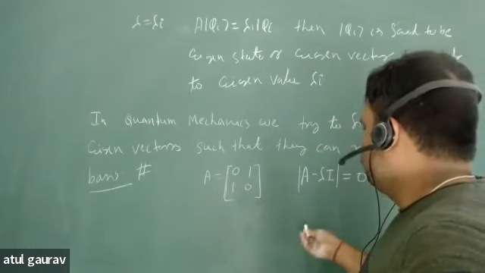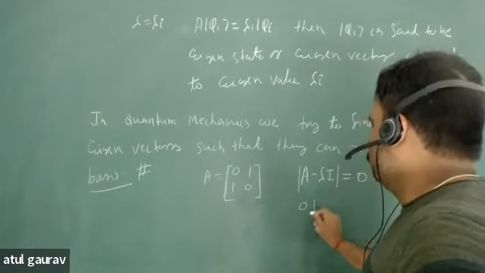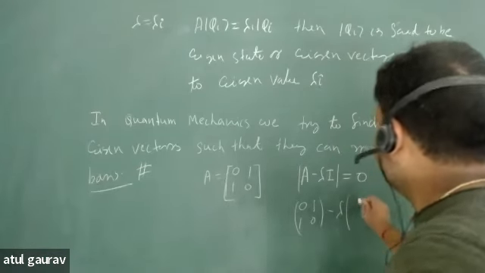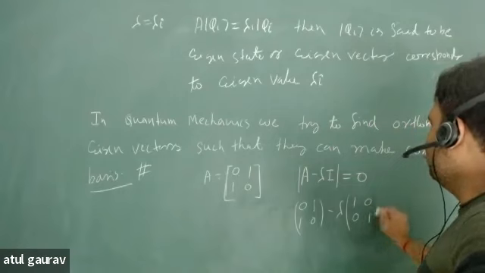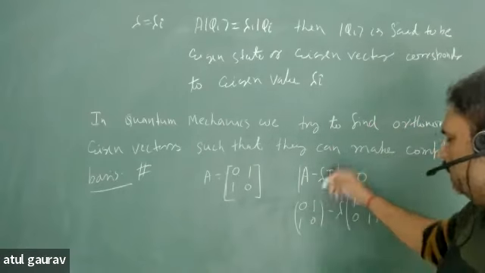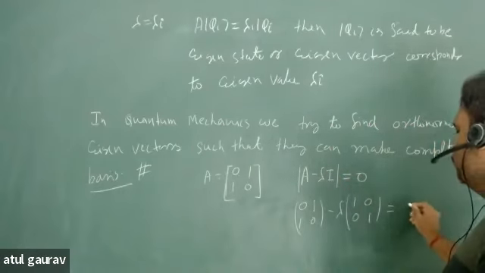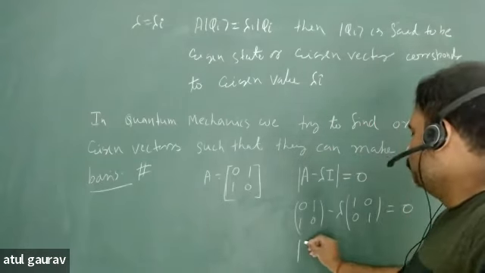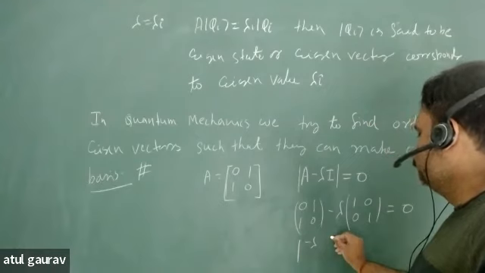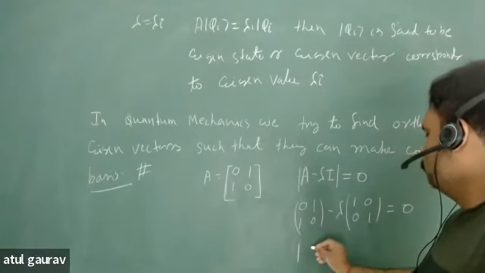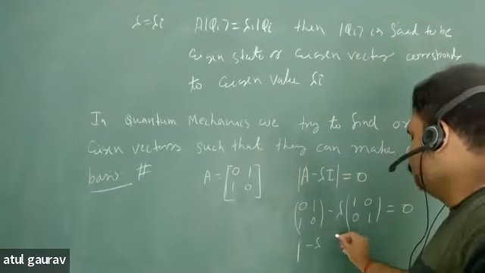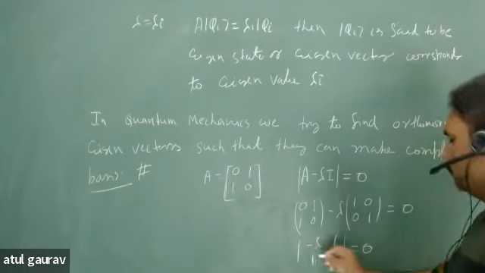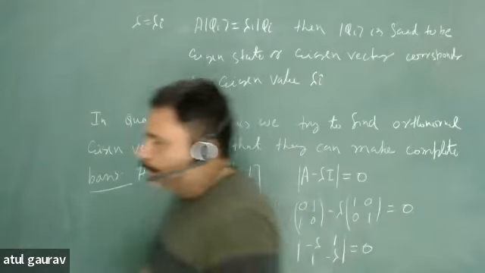So you can write A is 0, 1, 1, 0 minus lambda. What is I? It is the identity operator. So obviously if it is a 2 cross 2 matrix, then I is also a 2 cross 2 matrix. That must be 0. And we have to take the determinant. So minus lambda, 1, 1, minus lambda must be equal to 0. Up to that, everyone is comfortable?